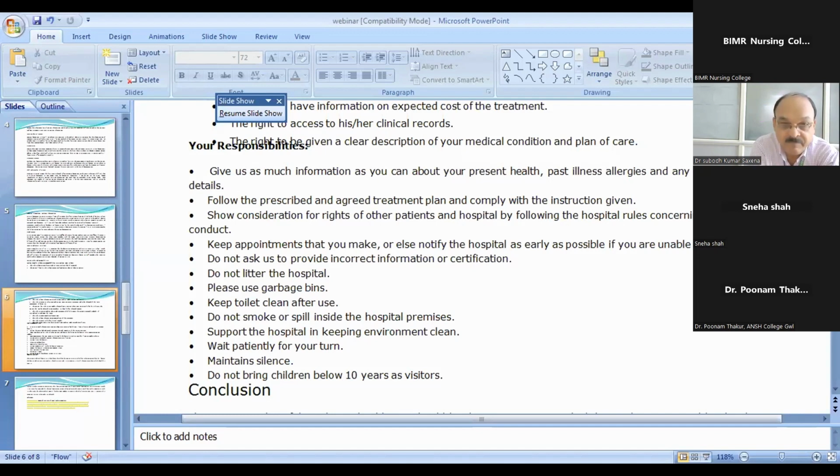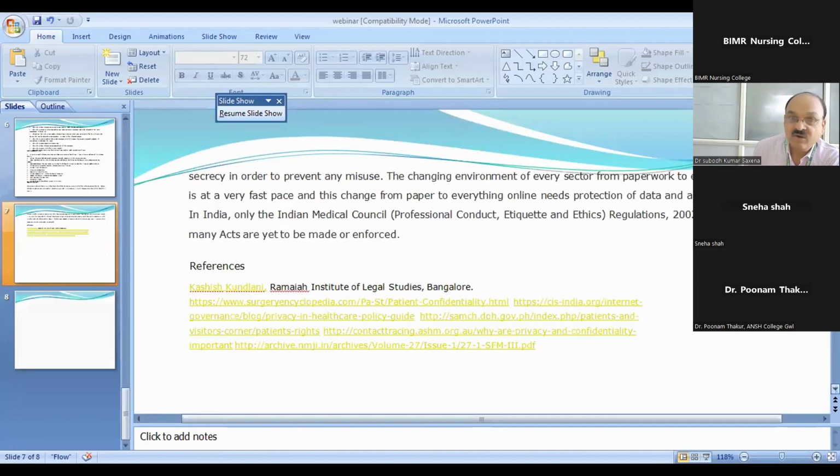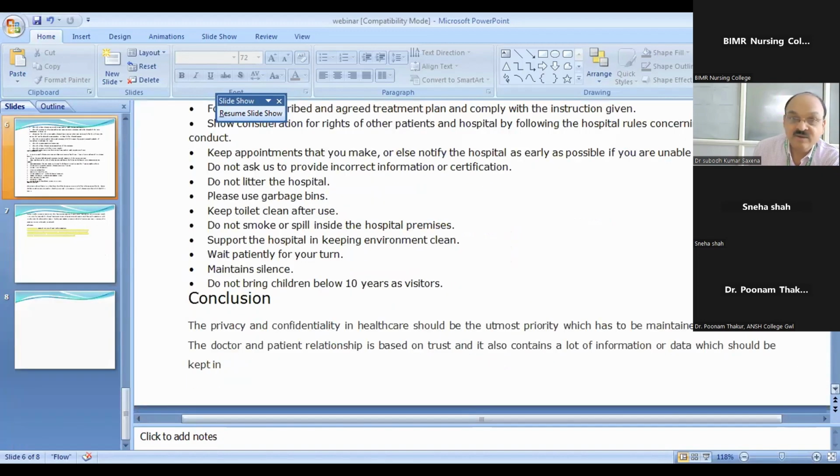Maintain silence. Do not bring children below 10 years as visitors. These are the very important responsibilities. In concluding remarks, privacy and confidentiality in healthcare should be the utmost priority, which has to be maintained by doctors, nursing staff, and all other healthcare providers.